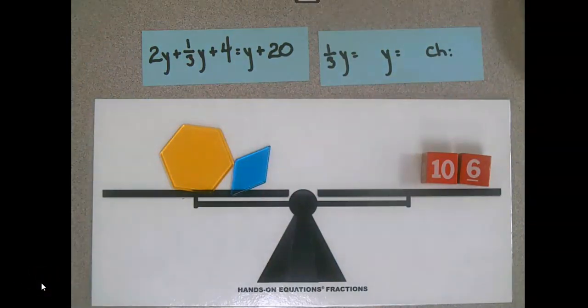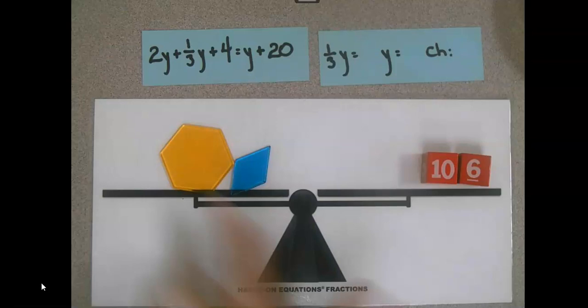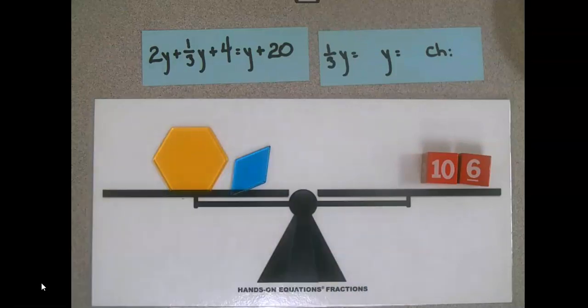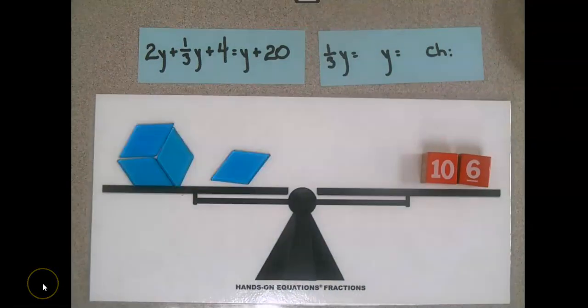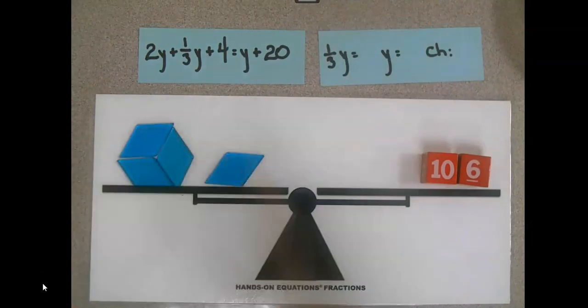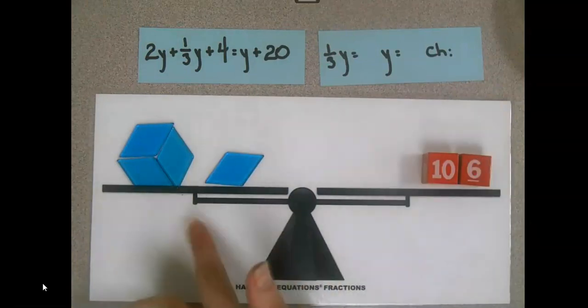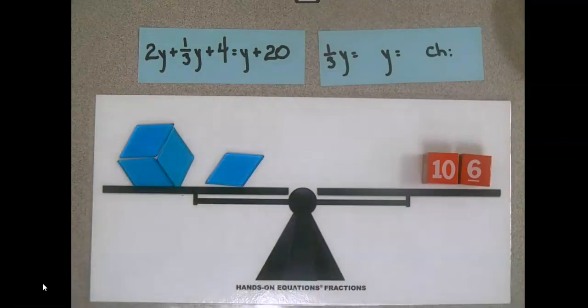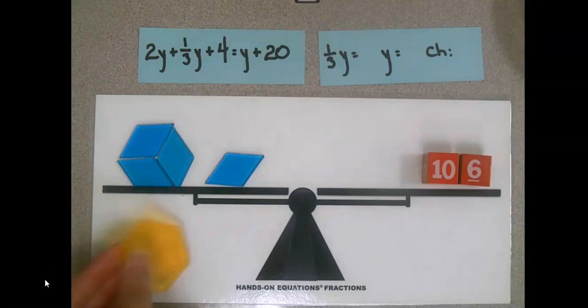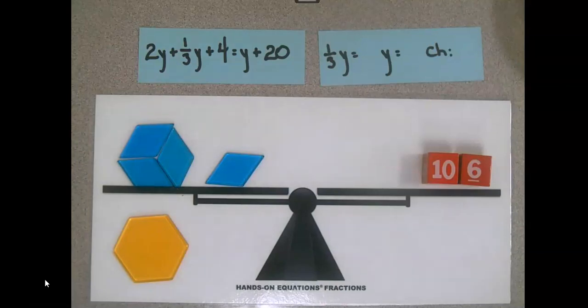Since I want to solve for my 1/3 y, I am now going to replace my yellow block with 3 blue blocks. When I replace my yellow block with 3 blue blocks, I now have 1, 2, 3, 4 blue blocks on this side and 16 on this side. So if 4 of my blue blocks equals 16, that means each one is equal to 4. And since each of my blue blocks is equal to 4, that means that my yellow block is equal to 12, because 3 of those equals my yellow block. So my blue block is worth 4 and my yellow block is worth 12.